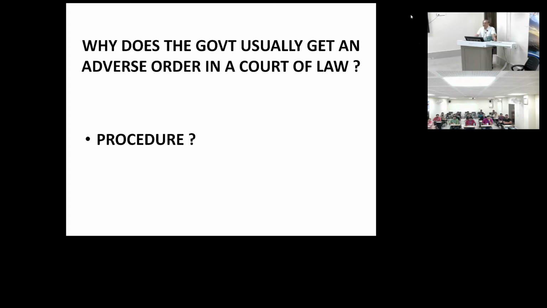Why does the government usually get an adverse order in a court of law? We don't follow the procedure. Now, this order sheet is not maintained by 70% of the IOs. 70 to 80% of the IOs don't maintain this order. What will happen? What's the order? So the procedure you are supposed to have.